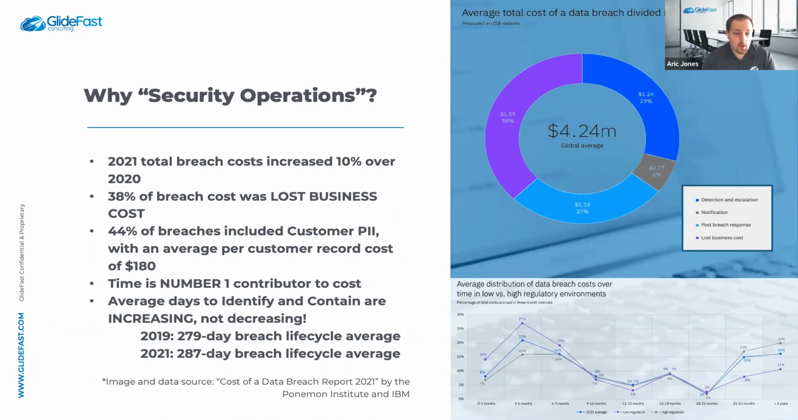So AT&T and Ponemon put out a cost of data breach report for 2021 already. This was published end of year, kind of in the early December timeline. And what this really points to is just some interestingly alarming numbers.